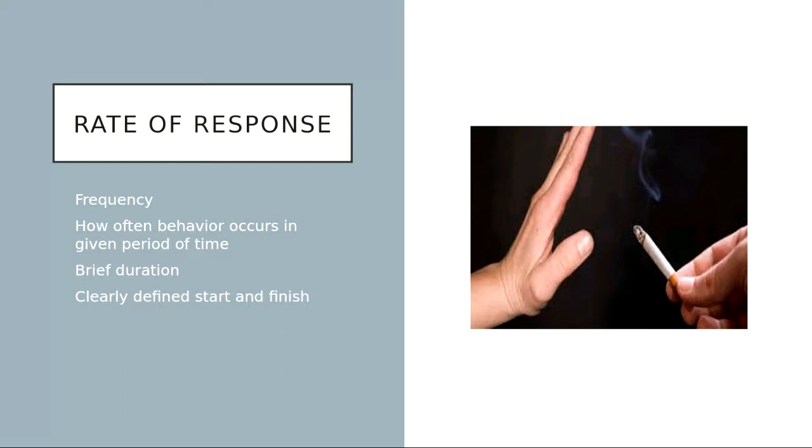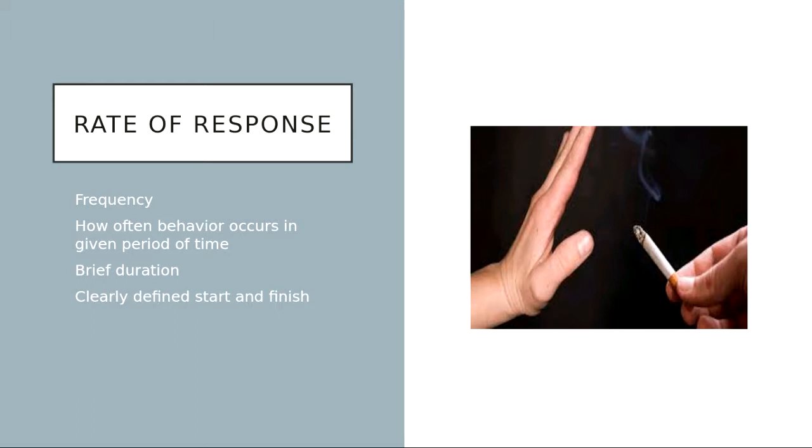So this is for when you want to increase or decrease the frequency of behavior. This is good for behaviors that are brief in duration and they have a clearly defined start and finish. So you can clearly see when the behavior starts and stops. That way you can count individual instances of the behavior.